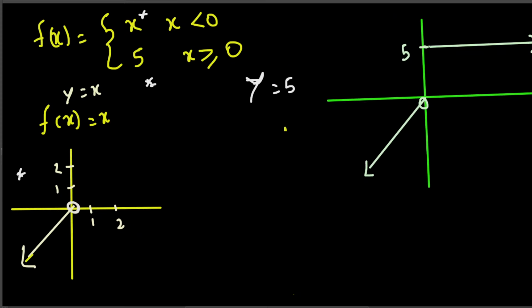So this is the graph basically. So we combined x when x is less than 0, that is this, and there's an open circle because 0 is not included for this one. But for y is equal to 5 function, 0 is also included, so we put a closed circle right here, and it goes forever in the positive infinity.